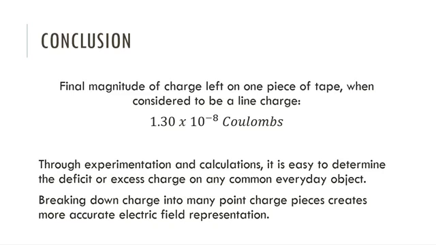In conclusion, the final magnitude of charge left on one piece of tape when considering the tape to be a line charge is 1.3 times 10 to the negative 8th coulombs. So through experimentation and calculations, it is easy to determine the deficit of charge on any common everyday object. And this is done by breaking down charge into many point charge pieces, and it creates a more accurate electric field representation.